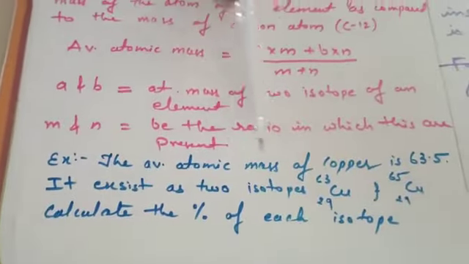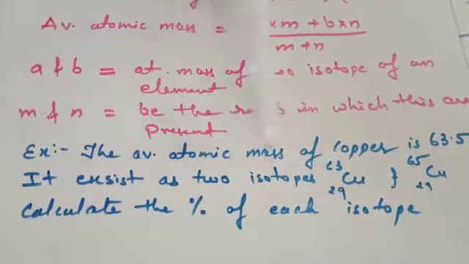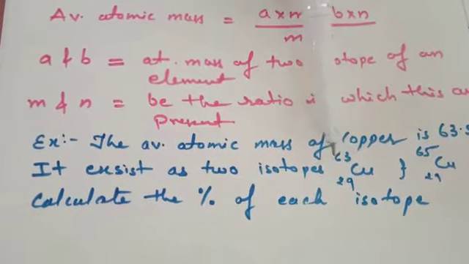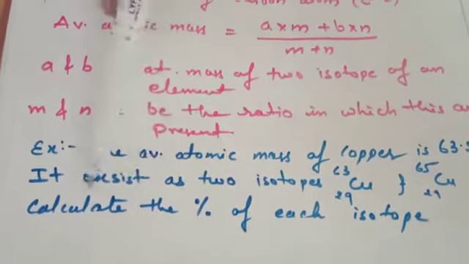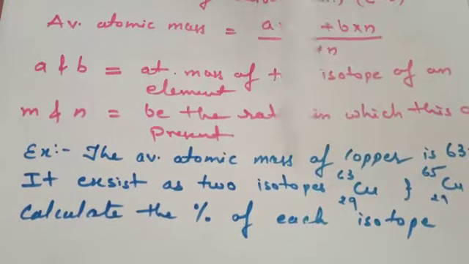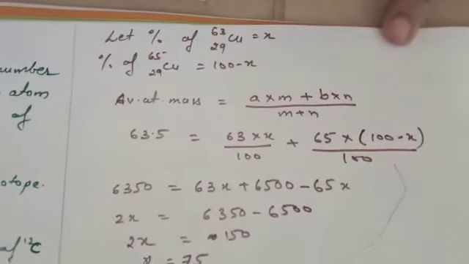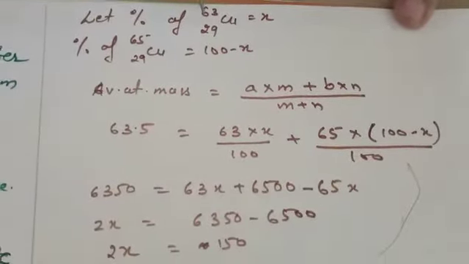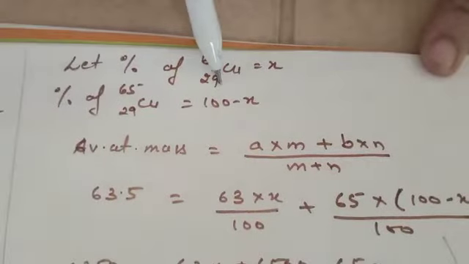Now take one example. The average atomic mass of copper is found to be 63.5. It exists in two isotopic forms, that is copper-63 as well as copper-65. Calculate the percentage of each isotope. That means in this question we are going to find the values of M and N. Now how to calculate it? Suppose copper-63 is X percent, then copper-65 comes to be 100 minus X.